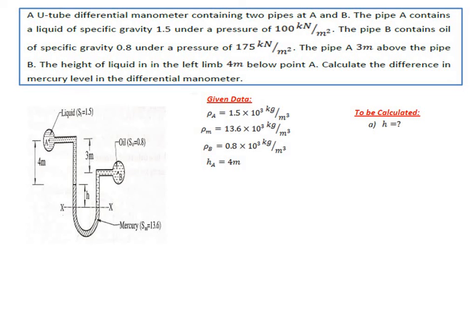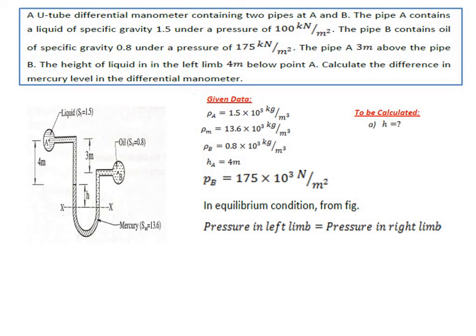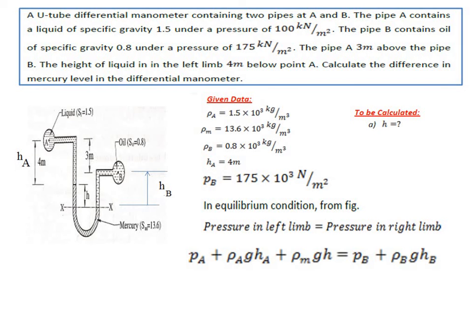And the difference between pipe A and B is nothing but 3 meter. PB is given as 175 kilonewton per meter square. It is nothing but 175 into 10 to the power 3 Newton per meter square. So in equilibrium condition from figure, pressure in left limb is equal to pressure in right limb. Now here HB be the total fall in fluid level from the bottom line XX.